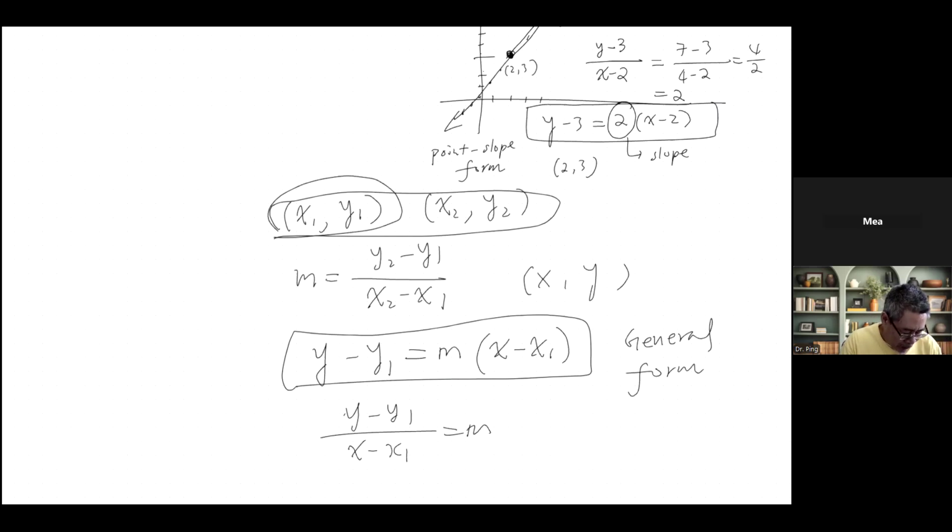Okay. So now let's look at a couple of examples. Now, the first example is that we know the slope is 2, and we know a point, (3, 4). If that's the case, our point slope form is y minus 4, because this is the y coordinate, equals 2 times x minus 3. Pretty straightforward. And so that's what we got.